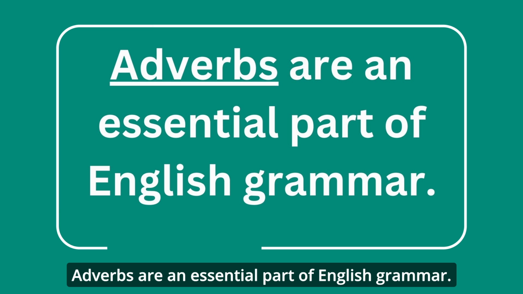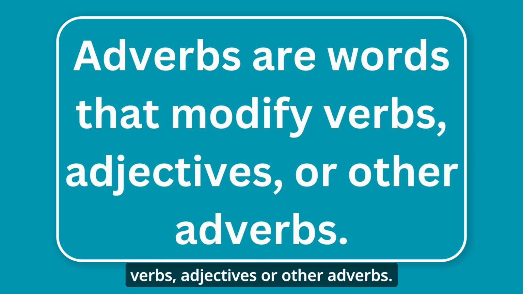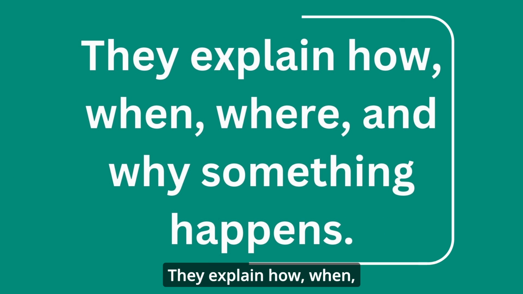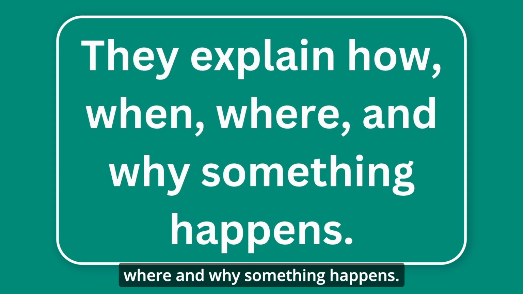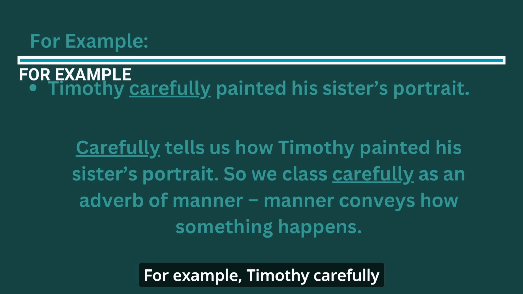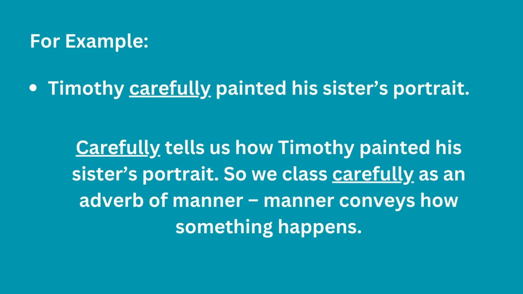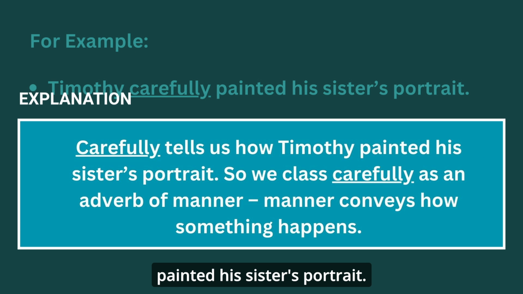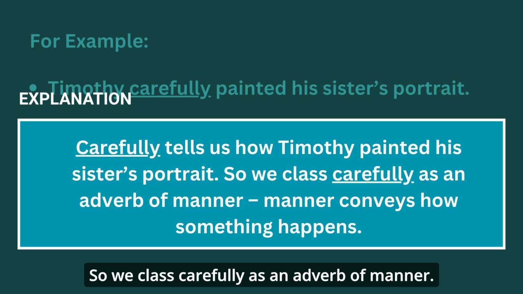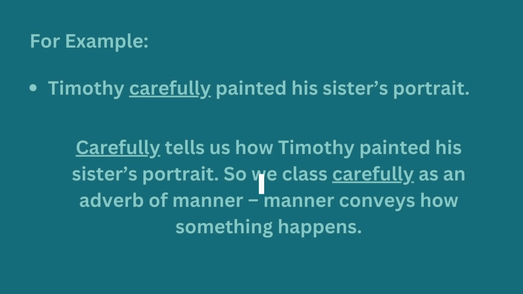Adverbs are an essential part of English grammar. Adverbs are words that modify verbs, adjectives or other adverbs. They explain how, when, where and why something happens. For example, Timothy carefully painted his sister's portrait. Carefully tells us how Timothy painted his sister's portrait. So we class carefully as an adverb of manner. Manner conveys how something happens.